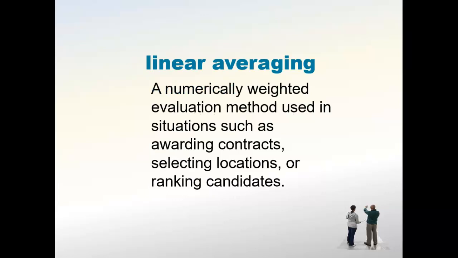And linear averaging is the most common method for tender evaluation. In linear averaging, various criteria important to the purchasing organization are identified first, then refined into descriptive categories such as price, quality, and delivery. So linear averaging is a numerically weighted evaluation method used in contracts, selecting locations, or ranking candidates.